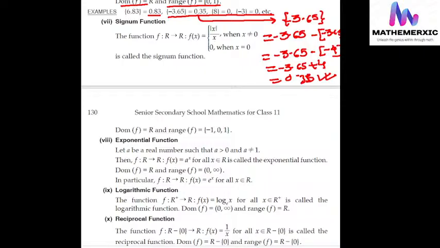Again, let us go with this. The function f is such that R tends to R, such that f(x) is equal to modulus of x upon x when x is not equal to 0, and whenever it is equal to 0, the function will be 0. It's called a signum function. So obviously for the domain, whatever value we take in the real numbers, the range will be only 3 values: negative 1, 0, and 1. We will have 3 elements every time, which is a very good conceptual part.